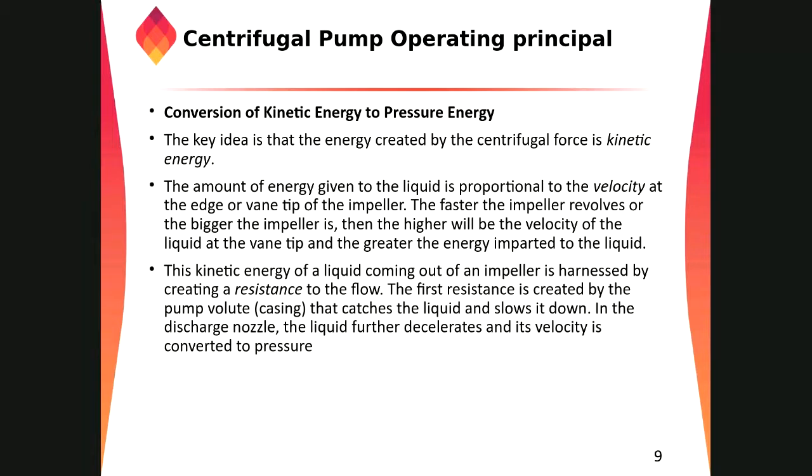And there are some basic rules for the centrifugal force. Due to the velocity and the mass of the liquid, we are getting some kinetic energy. The amount of energy that we are giving to a liquid is proportional to the velocity at the vane tip of the impeller. So the faster the impeller rotates, and the bigger the impeller, the higher the velocity of the liquid. The higher the velocity, the more it is converted to pressure energy, and we get higher pressure.